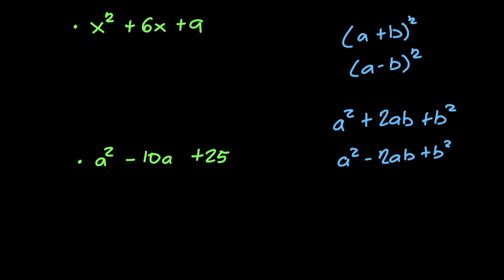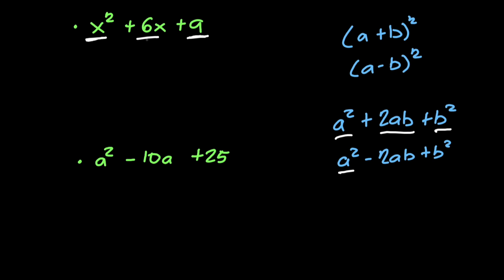So now, let's start with this first example, x squared plus 6x plus 9. a squared in this case is x squared, 2ab here would be 6x, and b squared would be 9. We can tell that this is a perfect square trinomial by checking this. x squared is a perfect square. 9 is a perfect square, which is 3 squared, which is 3 times 3 equals 9.